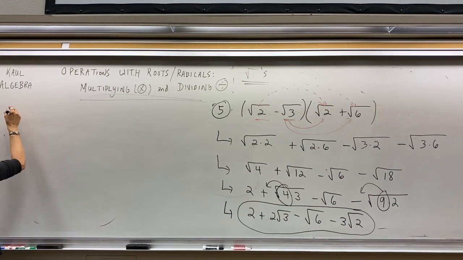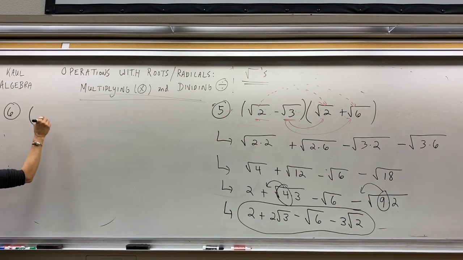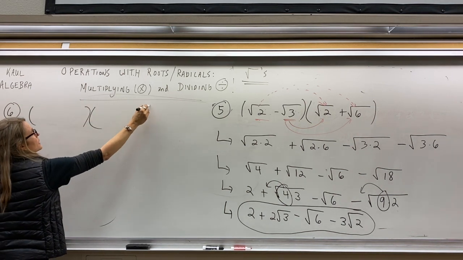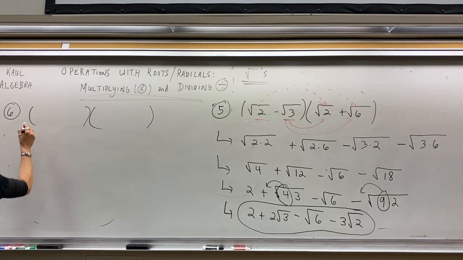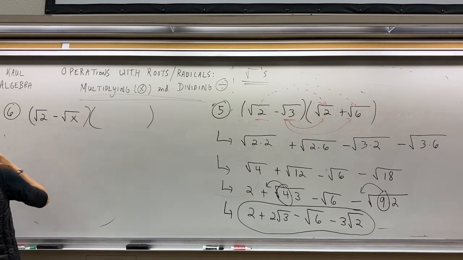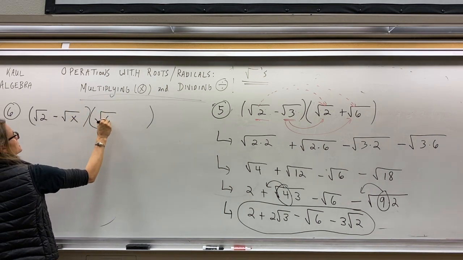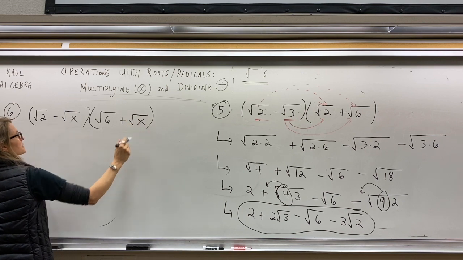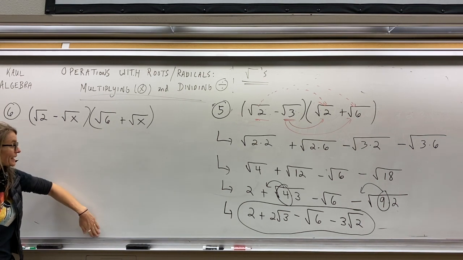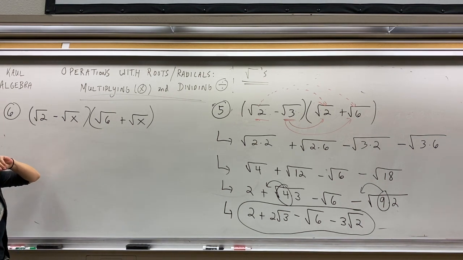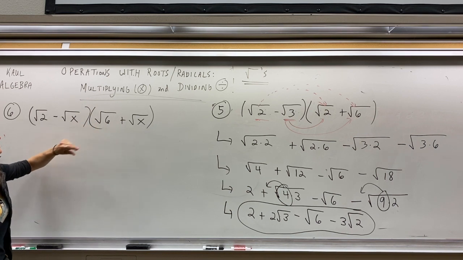Okay, so number 6. One last example. I'll do one with a variable in it. What I have here is the square root of 2 minus the square root of x and the square root of 6 plus the square root of x. You can have many other combinations that you could build on these basic ideas. You could add more coefficients, more variables, make it get rather messy.